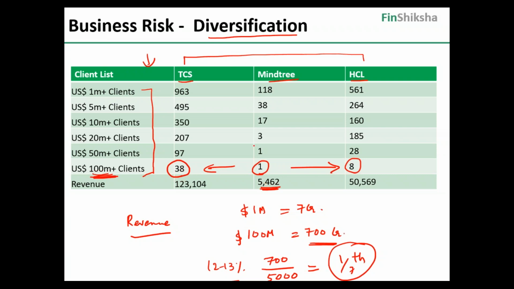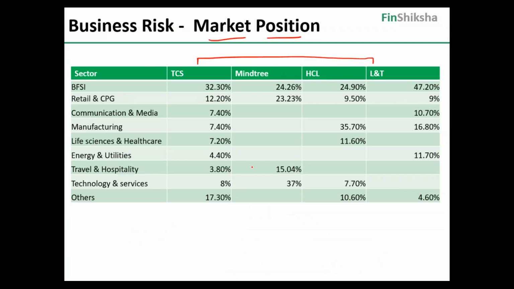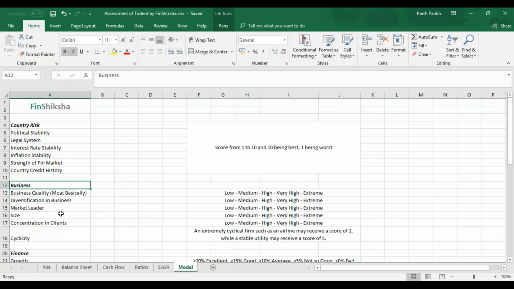Huge impact. If these two clients go off, that means 1,000 crore gone straight from the revenue. We don't know the reason. Reason can be anything, but as a credit analyst, you have to understand these nuances, what exactly you are looking for. So that will be a part of diversification that is mentioned over here, diversification in the business.